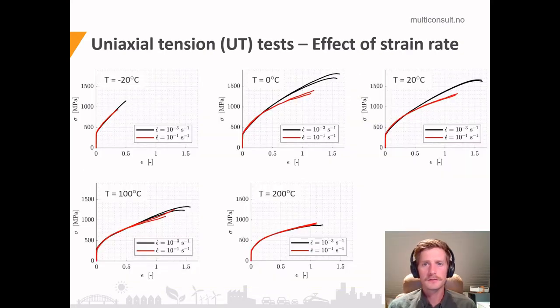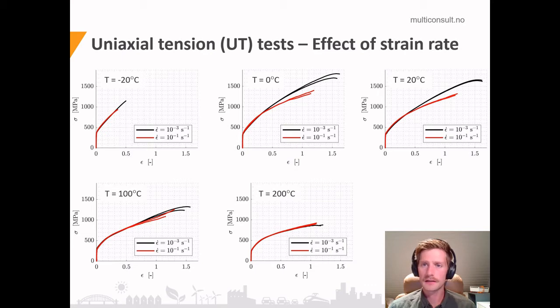Here are the same curves plotted to see the effect of strain rate. For each of the 5 different temperatures, we plotted both strain rates together. The black curves are the low strain rate and the red curves are the high strain rate. We see a clear effect of the strain rate, especially for the low temperatures, for strains above 50% approximately. We see a lower rupture strain and also lower strength.